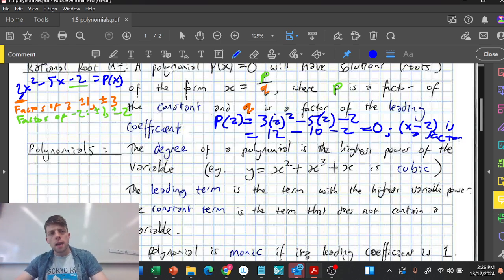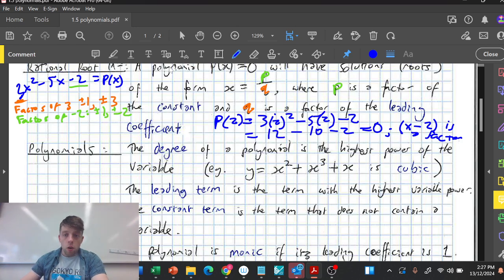When we write a polynomial in its factorized form, the only way that polynomial can be equal to 0 is if one of its linear factors is equal to 0. So x minus 2 is a factor because if I put 2 into this equation, I'll get out 2 minus 2, which is 0. If I put 2 into the expanded form, I also get out 0. Makes sense because they're equal to each other.